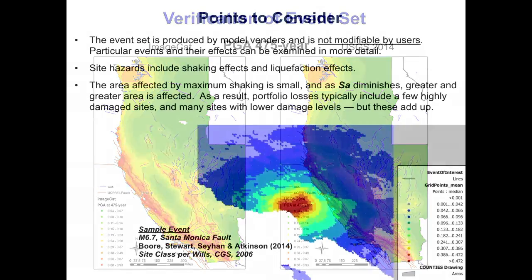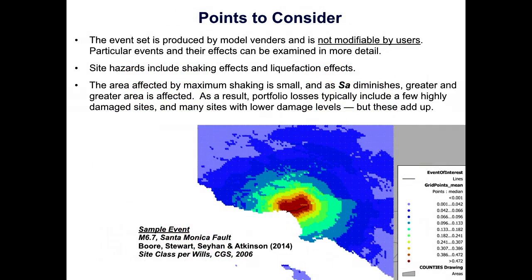So here are some points to consider. The event set is produced by model vendors, and it's typically not modifiable by users. The particular events and their effects can be examined in more detail, so you can look at individual scenarios, but it's typically not modifiable. The site hazards, including the shaking effects related to VS30 and liquefaction effects, can be changed and improved by the engineering service provider.